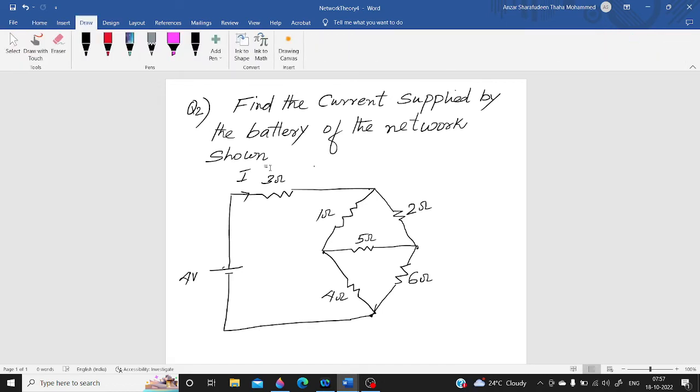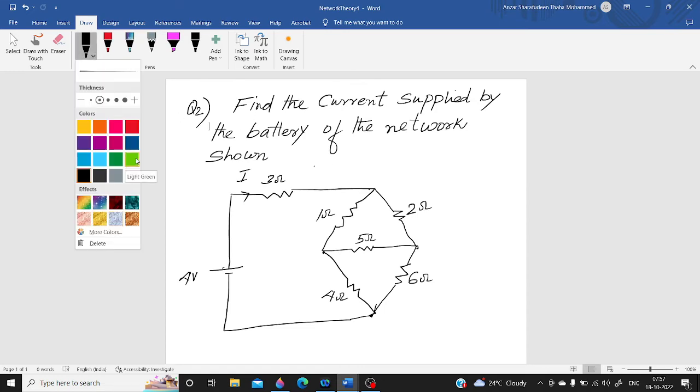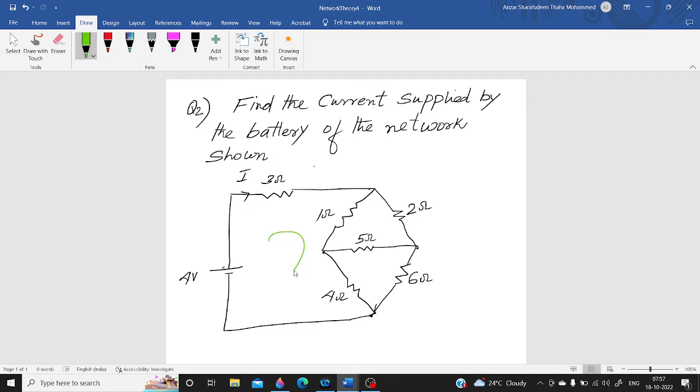So first of all, let me assign the current direction, and let me consider the meshes. Here we can consider how many meshes there are. I can consider this as one closed path, this as another closed path, and this as another closed path. So there are three independent meshes. Say this is the first mesh. I am considering this as I1.